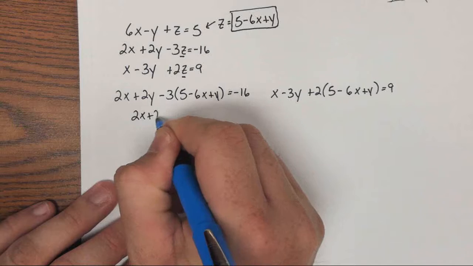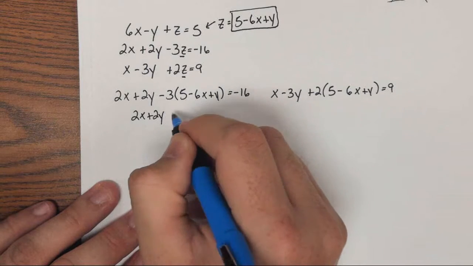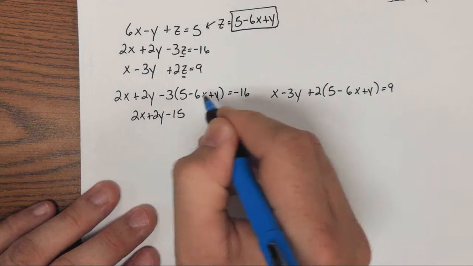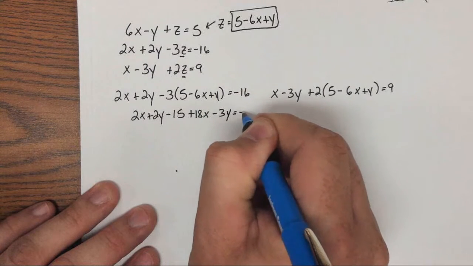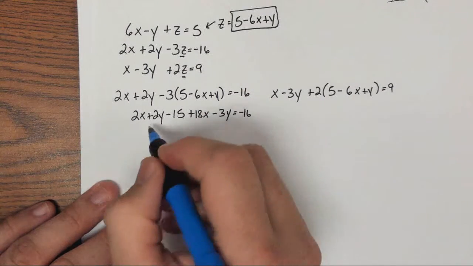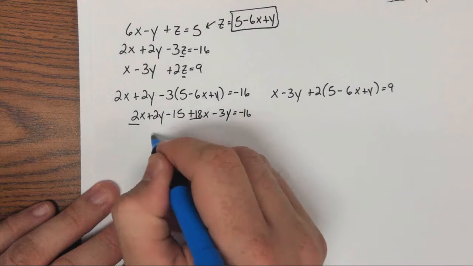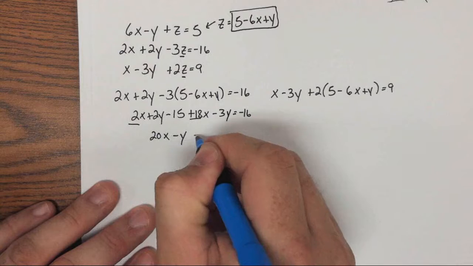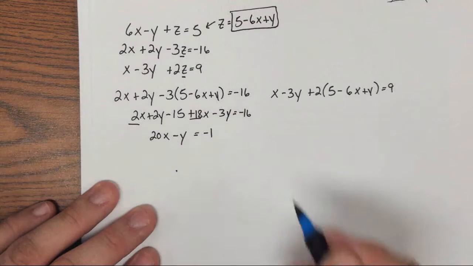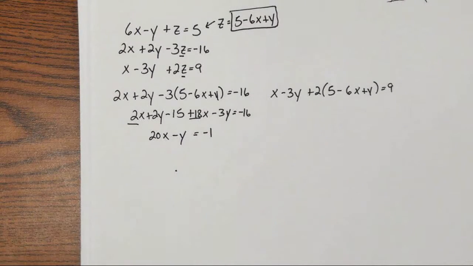2x plus 2y, negative 3 times 5 is negative 15. Negative 3 times negative 6 is positive 18. Minus 3y equals negative 16. Keep your x's and y's together. You have a total of 20x minus y. Move the 15 over, equals negative 1. So you have just x's, y's equals number.